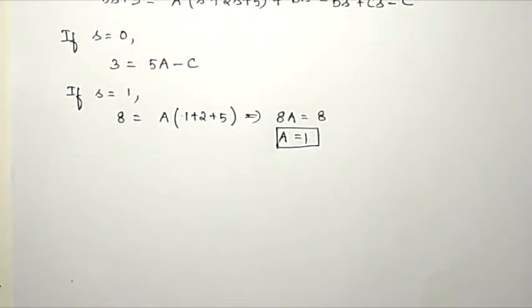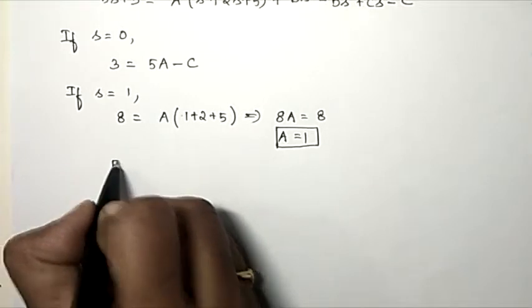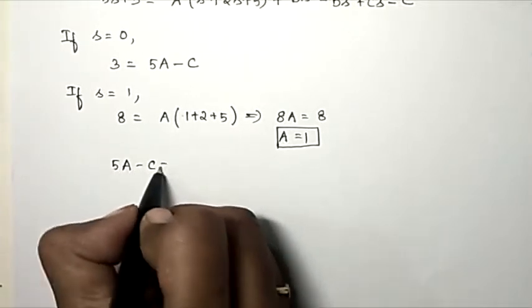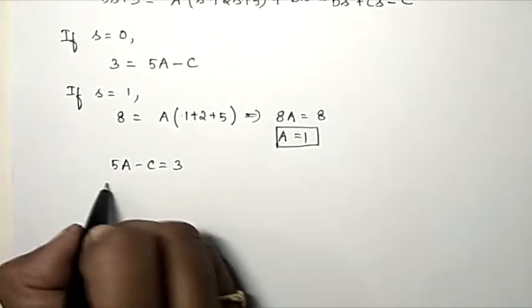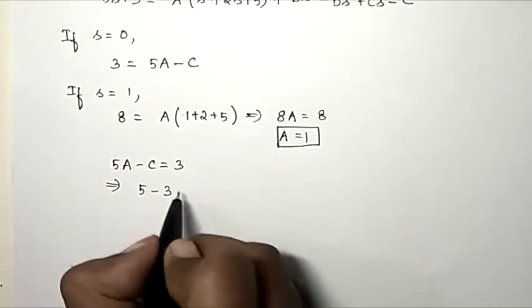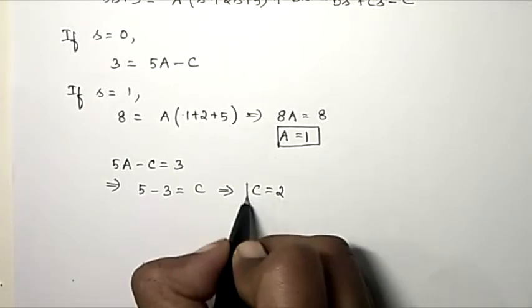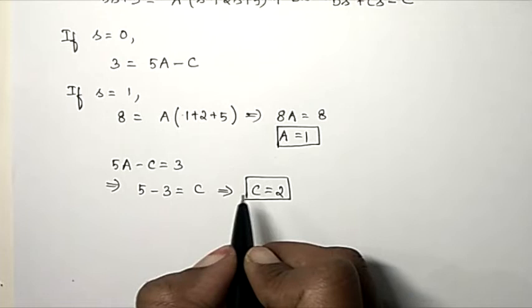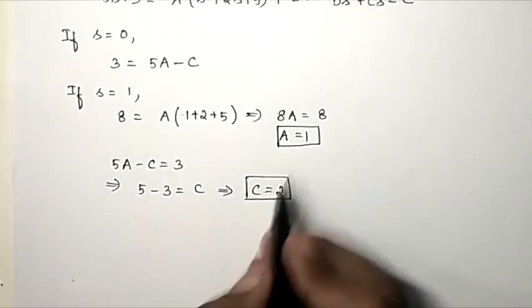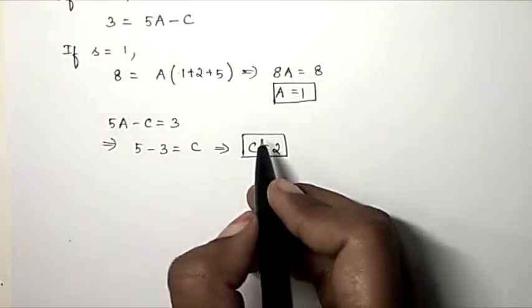Next, I'll substitute the value of A here and I'll write 5A minus C is equal to 3, which implies 5 minus 3 equal to C, or that implies C equal to 2. So I have got the value of A and C. Next I need to get the value of B, for which I will compare the coefficient of s square.